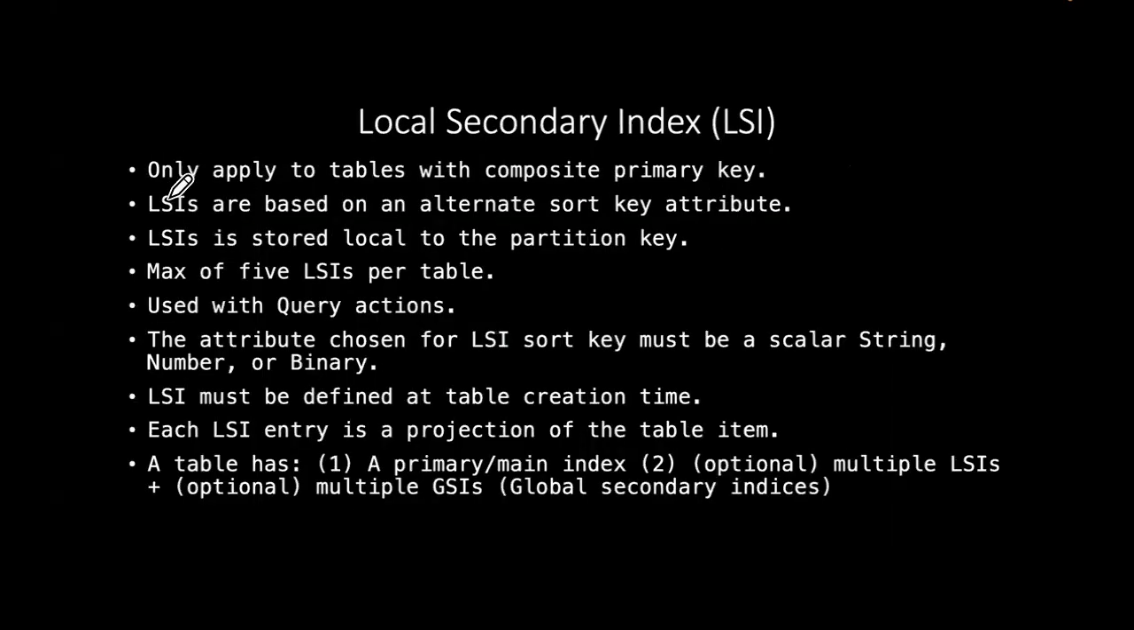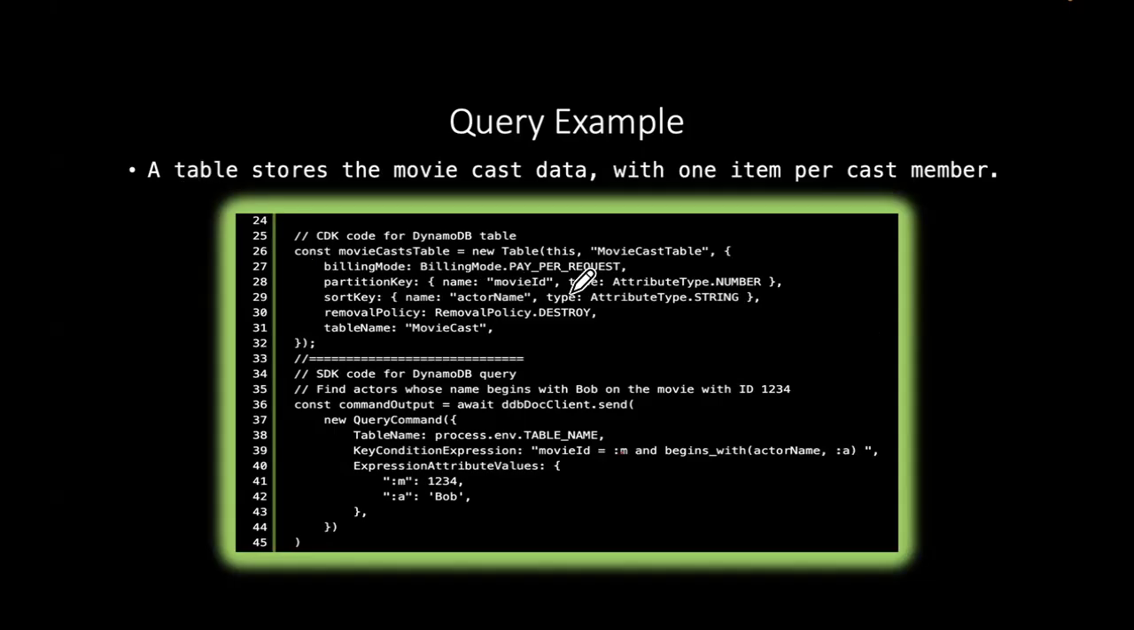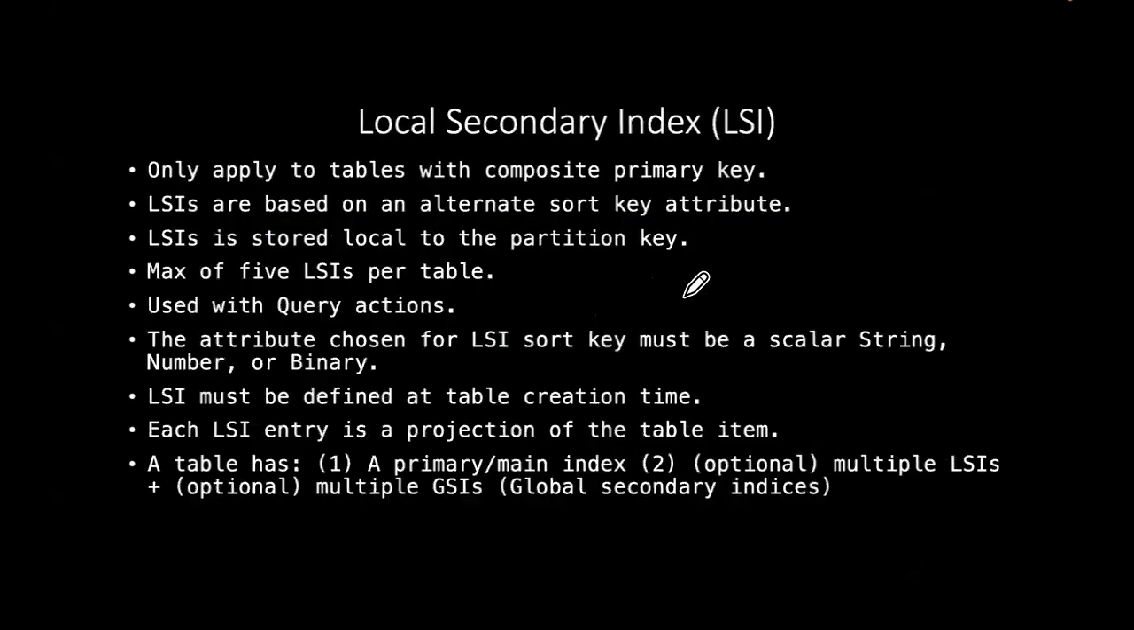We saw that in the lab, where in the case of the movie cast we had the role name as the alternative sort key. In the main table, I have actor name as the sort key, but in the local secondary index, I have the role name, the name of the character in the movie. There is a maximum of 5 LSIs that you can define for a table.